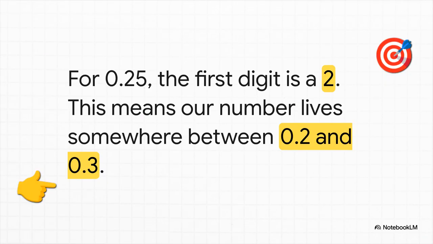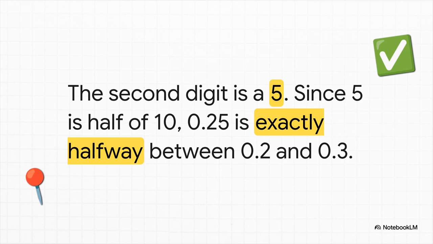Step 1, look at the first digit after the decimal. It's a 2. That immediately tells us our number lives somewhere in the zone between 0.2 and 0.3. See? We've already narrowed it down. Now for step 2. We look at the second digit, a 5. And since 5 is exactly half of 10, that tells us 0.25 is located perfectly in the middle of our zone. Now think about it. If the number was 0.21, it'd be way back super close to 0.2. If it was 0.29, it'd be almost touching 0.3. But that 5 puts us right in the center.